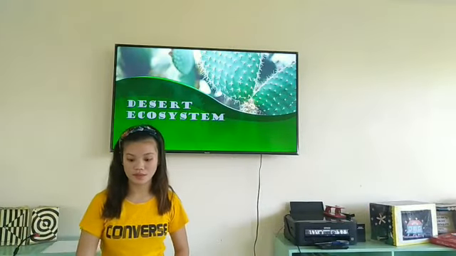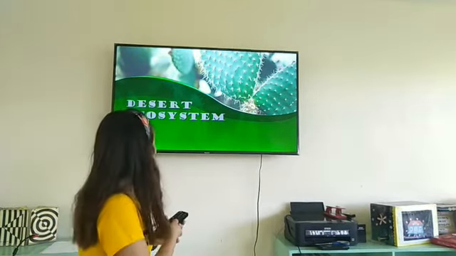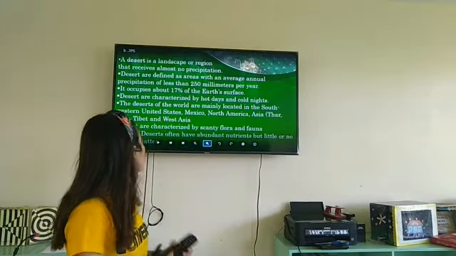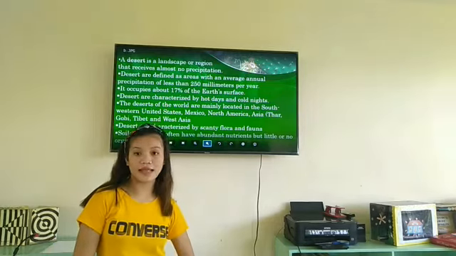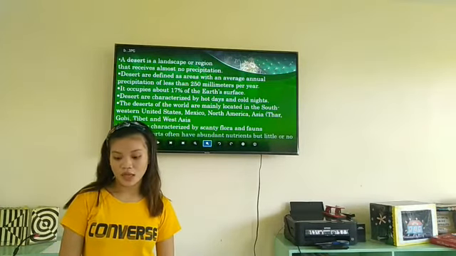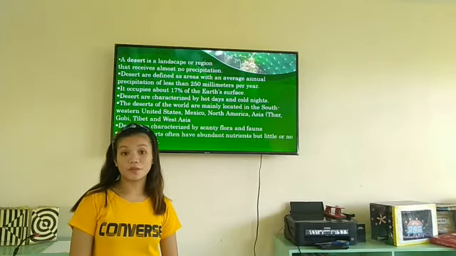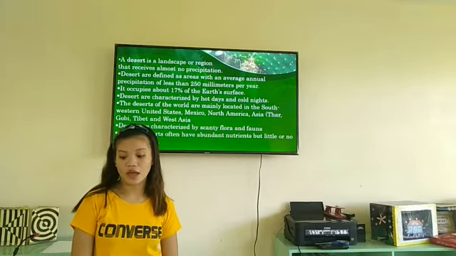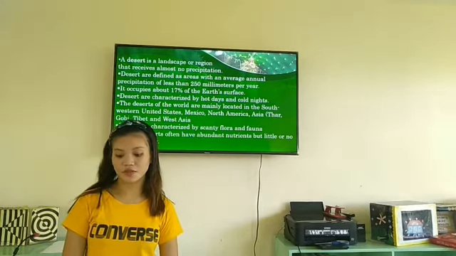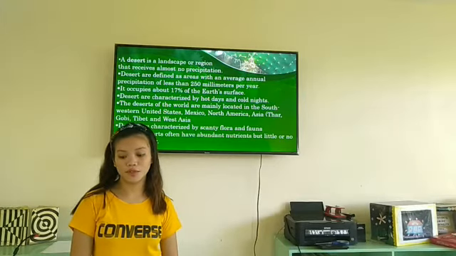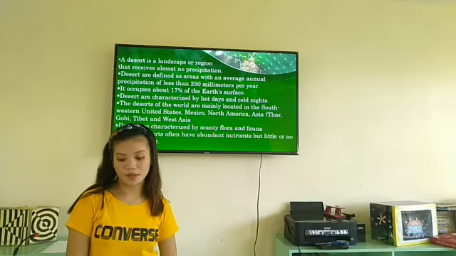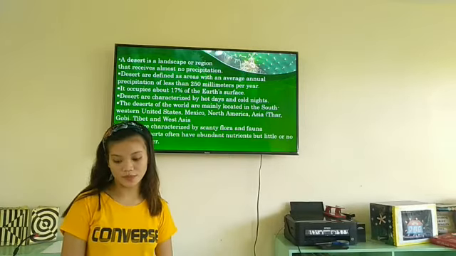Desert ecosystem. A desert is a landscape or region that receive almost no precipitations. Deserts are defined as areas with an average annual precipitation of less than 250 millimeters per year. It occupies about 17% of the Earth's surface.